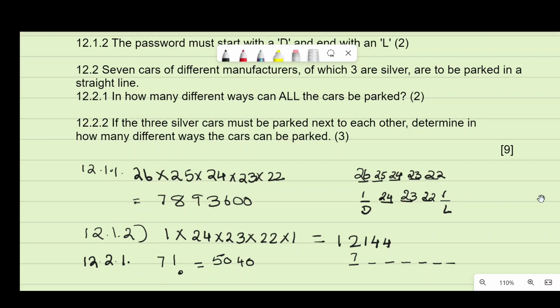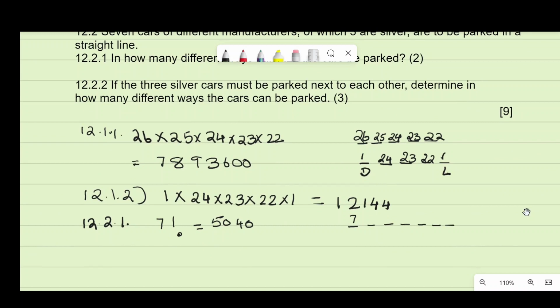Okay. Now 12.2.2. It's now that there is a restriction. If all 3 silver cars must be parked next to each other, that is a pack now. All the 3 silver cars are in a pack now. How many cars are remaining? 4 cars are still remaining. There are 4, these 3 cars are silver cars, remaining 4 cars.